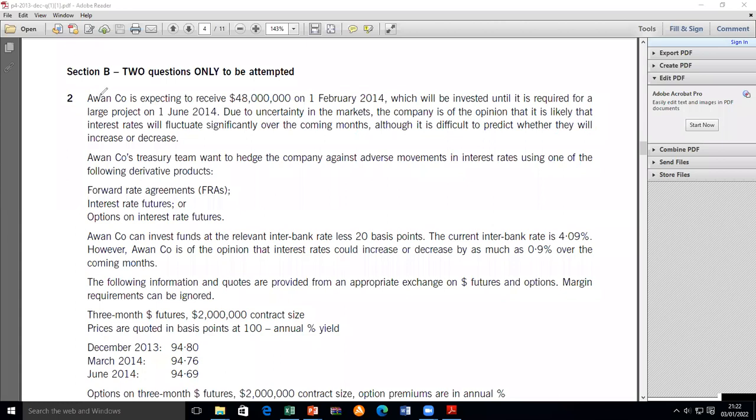What are the facts? Our company is called A1 and is expecting to receive, so when you receive money, of course, you want to invest it, $48 million on 1st February 2014, which will be invested until it is required for a project on 1st June 2014. Due to uncertainty in the markets, the company is of the opinion that it is likely that the interest rates will fluctuate significantly over the coming months, although it is difficult to predict whether they will increase or decrease.